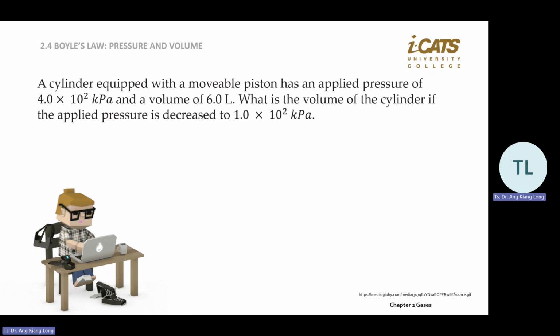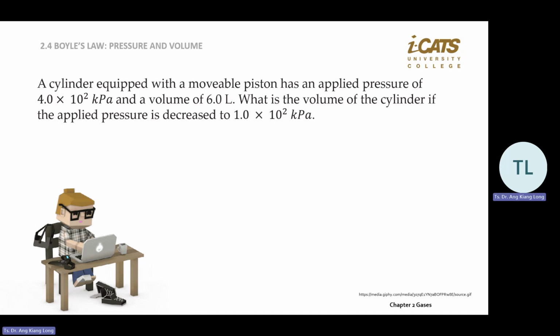Law, you need to write P V. Write PV because of the scenario. You need P1 V1 equal to P2 V2. For 10 power 2 kilopascal will be your P1. Volume 1 will be 6 liter. It asks you to find volume 2 with pressure P2 equal to 1 kilopascal.